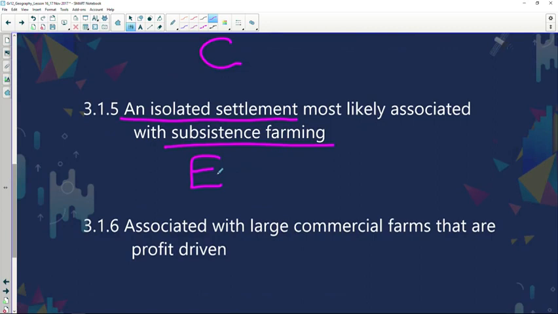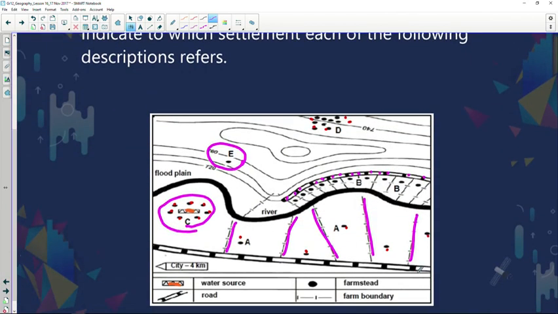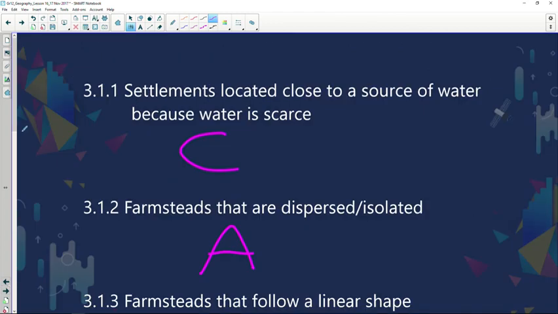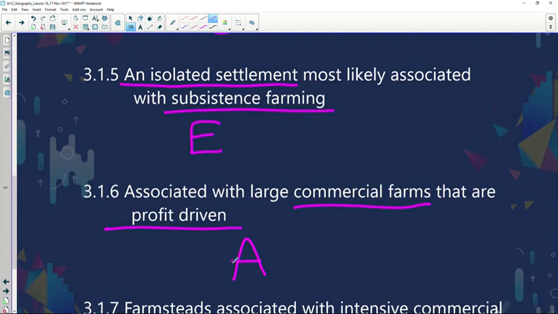3.1.6, associated with commercial farms. Like I just mentioned with 3.1.5, it's profit driven, to make money, and that's quite easy to identify. That will be A. If you look over here, as you can see, huge pieces of land with the isolated farmsteads, but basically these farms are for profit, to make as much money as possible. So the correct answer for 3.1.6 is A.